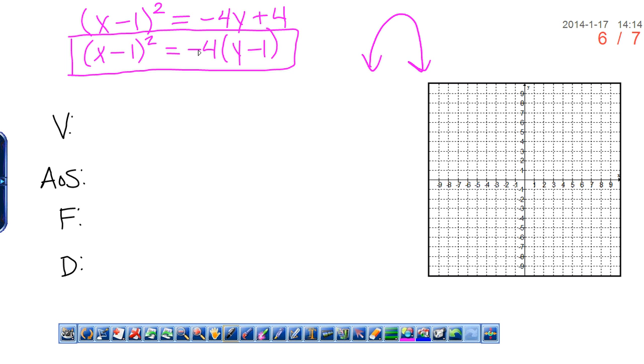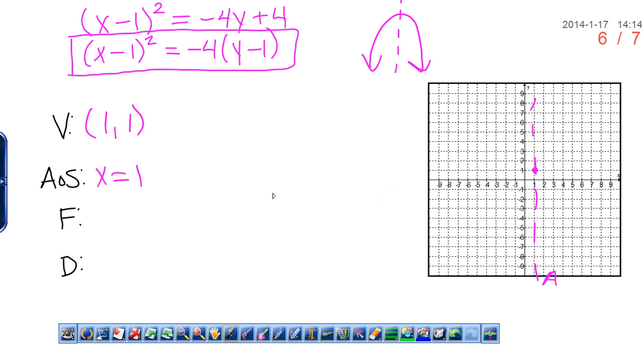Okay, where's your vertex going to be? 1, 1. Good. Okay, now your axis of symmetry is going to be vertical, right? This is a vertical parabola, so what's my axis of symmetry? X equals 1. All right, let's get our focus.